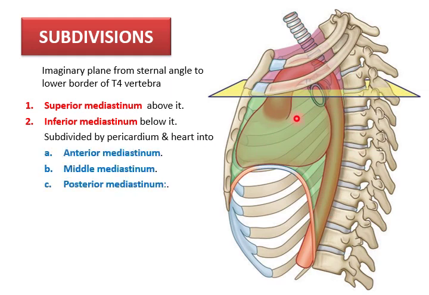The inferior mediastinum is divided by the pericardium and heart into three parts: anterior mediastinum in front of the pericardium and heart, behind the body of sternum; middle mediastinum, which is made by the pericardium containing the heart; and posterior mediastinum, which lies behind the heart in front of the thoracic vertebrae.